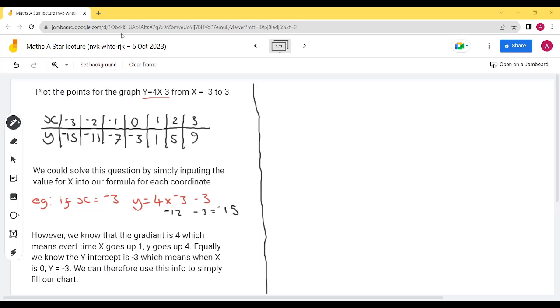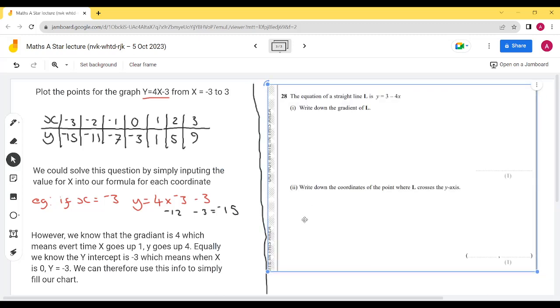So what I'm going to add as well here is another question, if you bear with me. This is a question I've seen at the end of a GCSE, and it's basically just asking the same thing, but in a different way. So it's actually quite a simple question for the end of the exam, but it would be easy to get confused. We've got the equation of a straight line L, y equals 3 minus 4x. Write down the gradient of L.